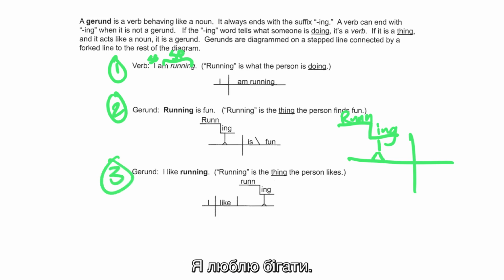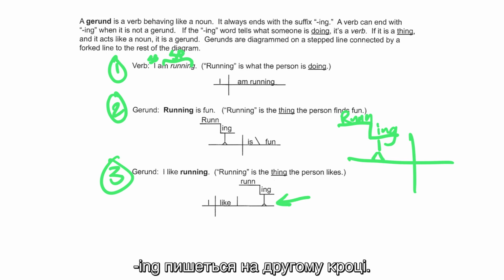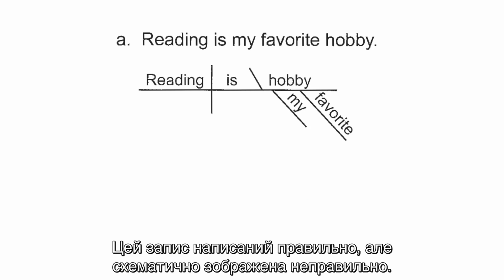I like running. I like what? I like the idea of running. Okay, so look at it has the step and the stand. The ing is written on the second step. This one is written correctly but diagrammed incorrectly.